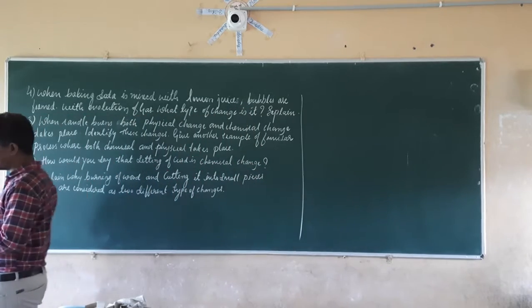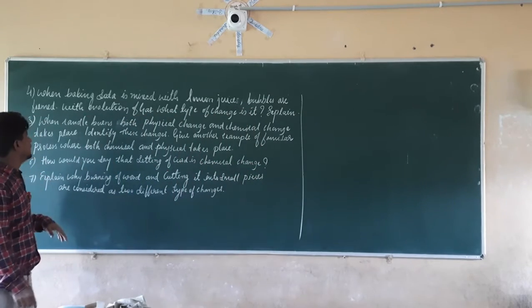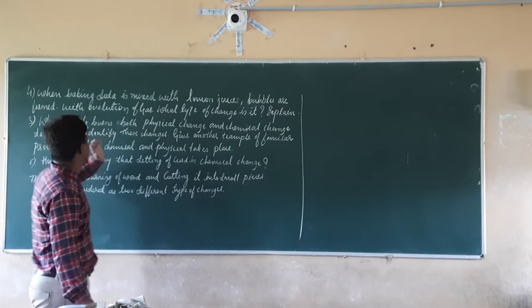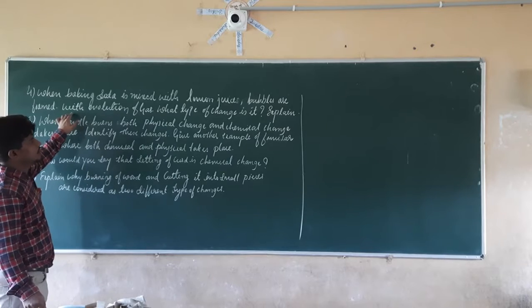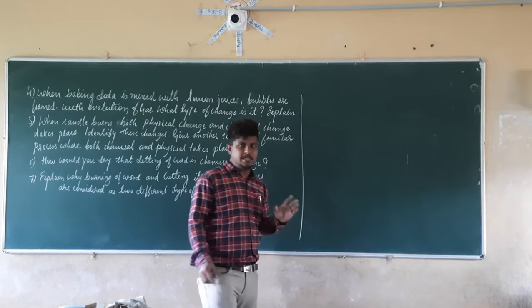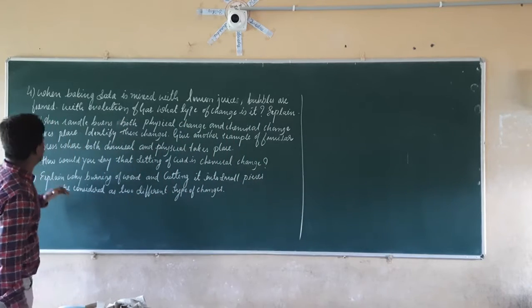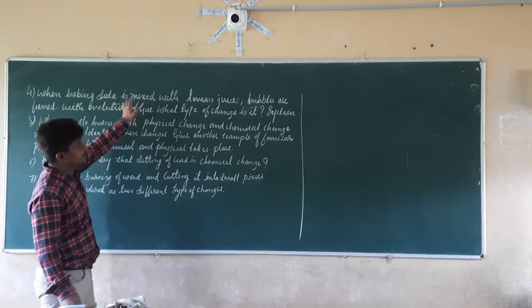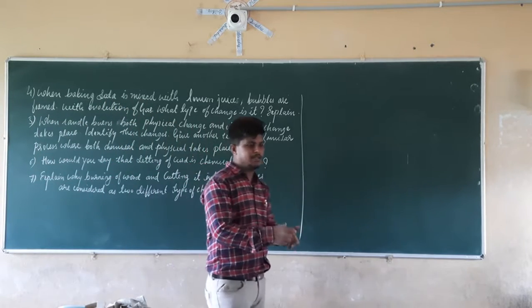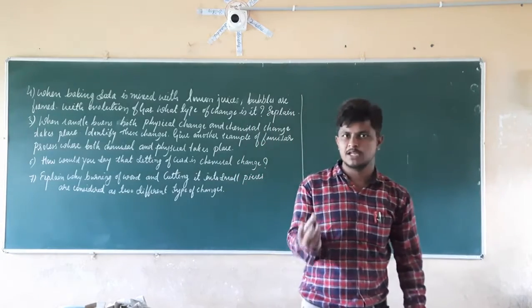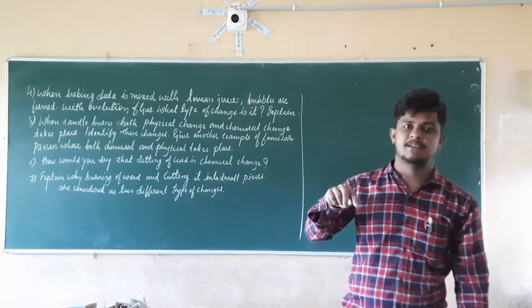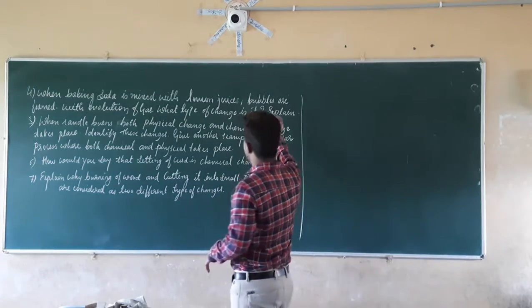Let us consider the main question number 4. So what is main question number 4? When baking soda is mixed with lemon juice, bubbles are formed with evolution of gas. What type of change is it? Explain. See here what is given in the question statement. When baking soda is mixed with lemon juice, there is the formation of bubbles and the evolution of gas. So it is a chemical change.